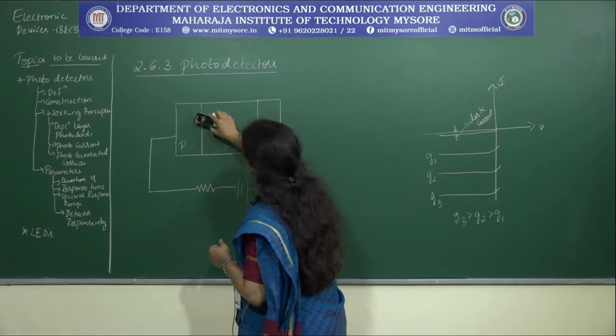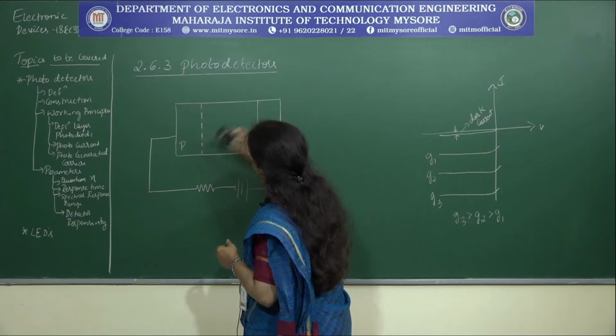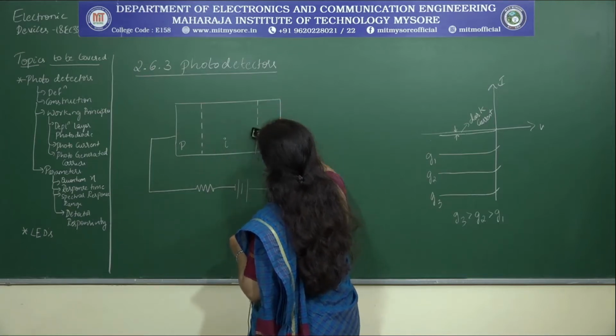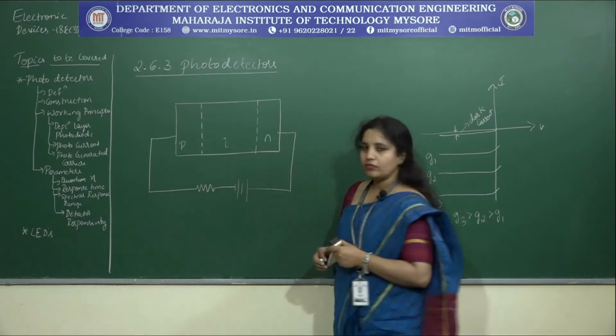Now let me represent here, in dotted lines, the regions where the junction is being formed. Done?